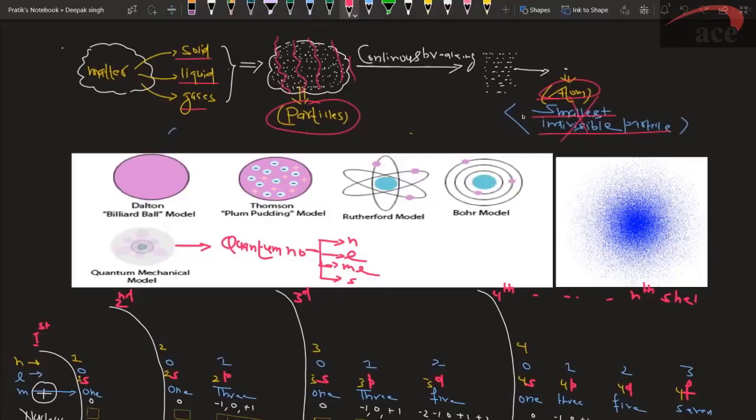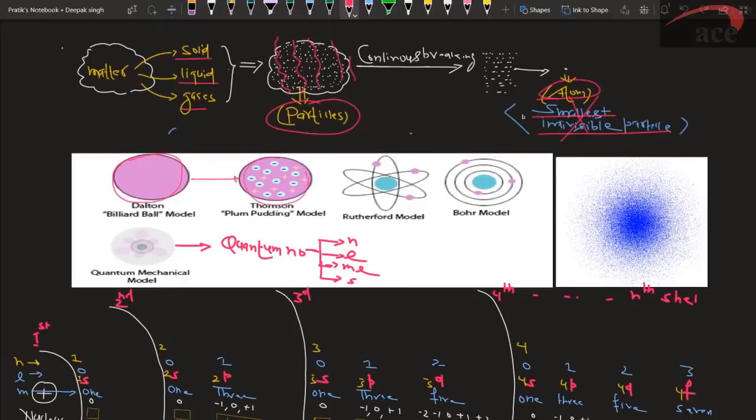The very first concept and model of the atom considered the atom to be spherical in shape. It was the first concept. And after that, the atom was treated as what?